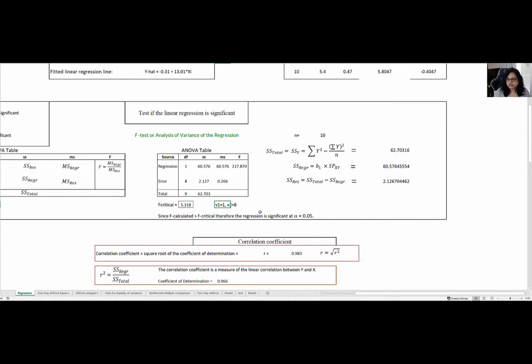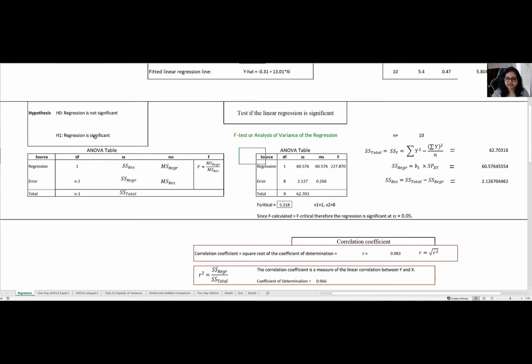You can see that the F calculated is way higher than the F critical value. That means F calculated is in the rejection region. That means the regression is significant because it's in the rejection region.